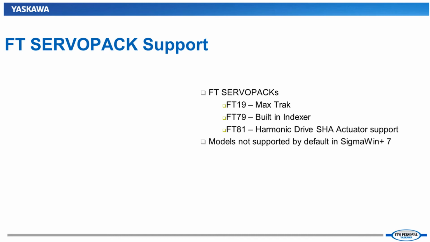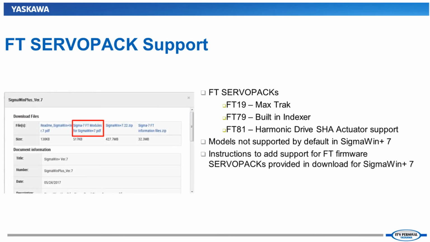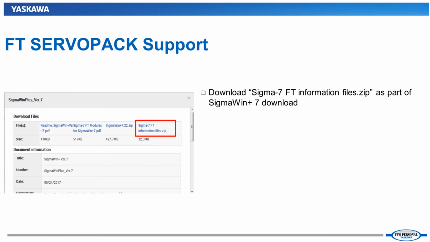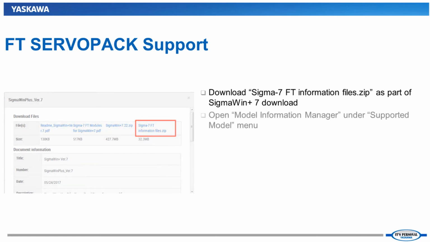So these models are not supported by default in SigmaWin. So what you'll need to do is look at these instructions here, again in the install file, for how to add support for these FT firmware servo packs. I'll go through it really quick. What you'll do is download these SigmaWin FT information files. Again, it's in that same install folder.